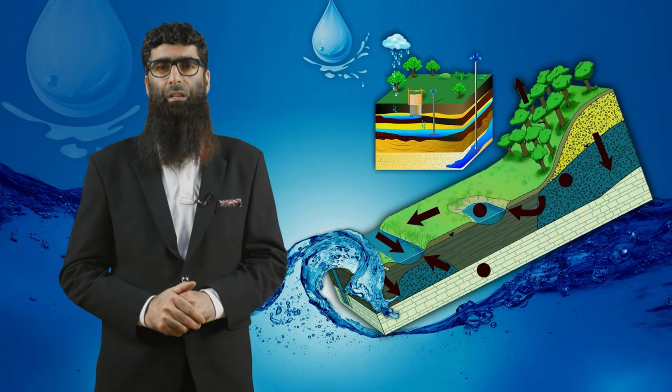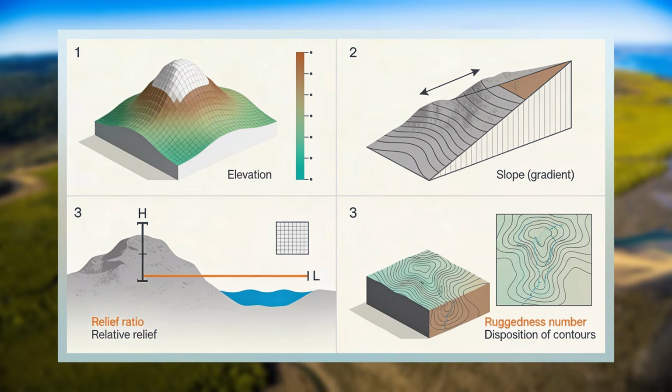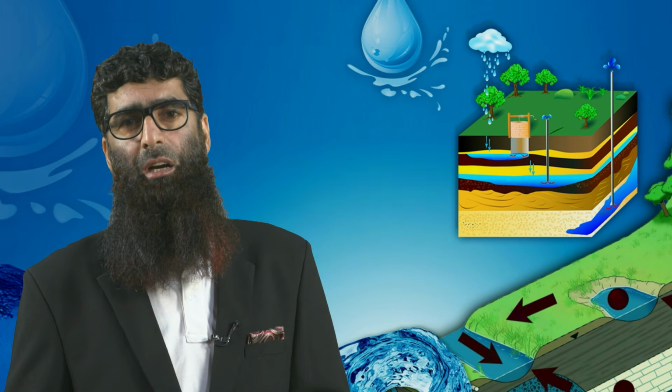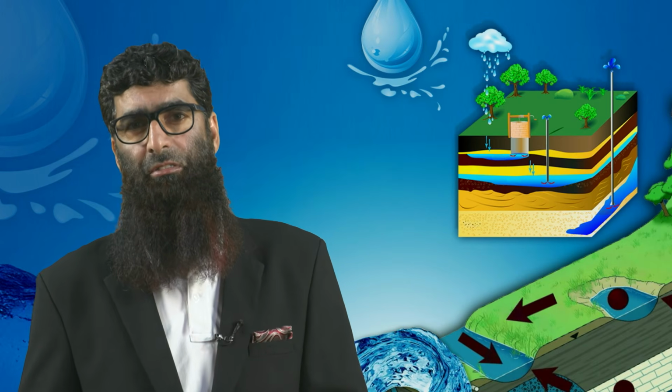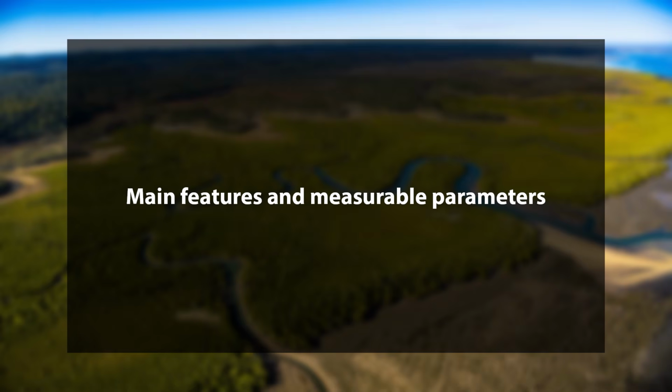The key features of relief include elevation, slope, and other quantifiable relief parameters like relief ratio, relative relief, ruggedness number, disposition of contours, and hypsographical curve. Each of these features play an important role in creation of runoff, infiltration, erosion, sediment transport, and even groundwater recharge. To see how relief actually works, we now look at its main features and measurable parameters.